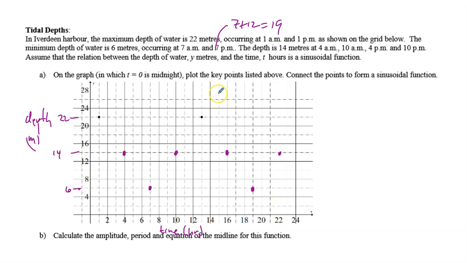Assume that the relationship is a sinusoidal function. Okay, so on this, connect the points to draw a sinusoidal function. So we start here. Remember, it's split into 4 parts, and each part will be, so this is from the maximum to the middle, to the min, back through the middle, to the maximum, back through the middle, to the minimum, and back up, and so on.